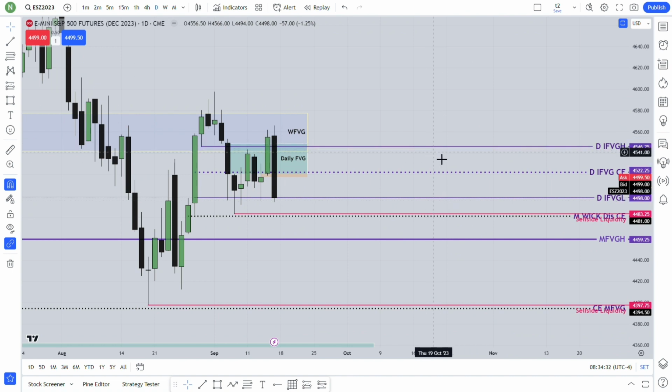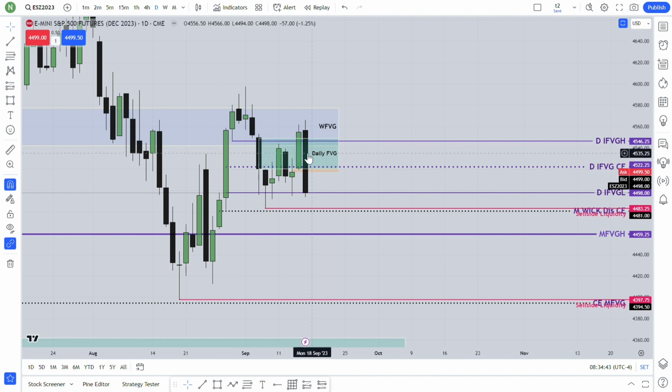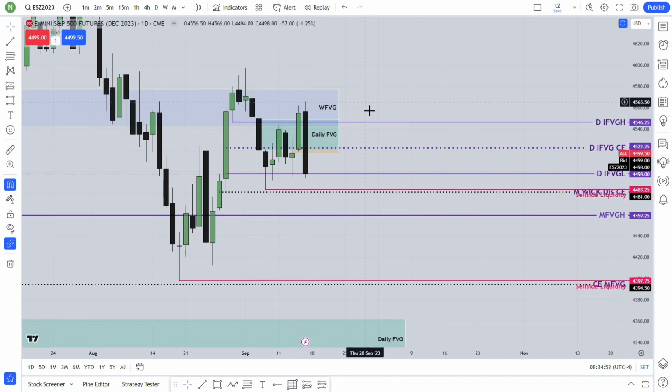This is the IFVG, daily inversion fair value gap. This candle low and this candle high, this is the inversion fair value gap. This is the consequent encroachment of the inversion fair value gap, and there is the daily fair value gap from this candle, this gap. You see this gap. So there are two fair value gaps. One is the inversion fair value gap, another one is the daily fair value gap. Price actually went higher, cleared all of this liquidity, came down.